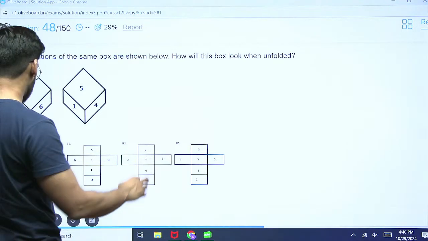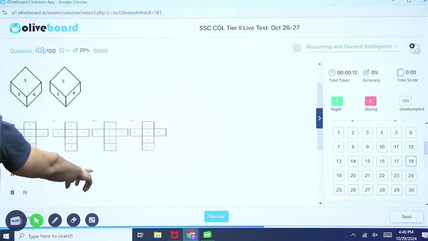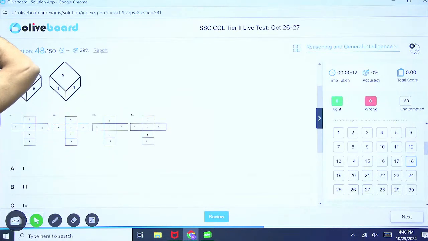I'm not getting this thing. How can we do this thing? Is there anything missing in this question or what? How can we solve this one? What is the logic?